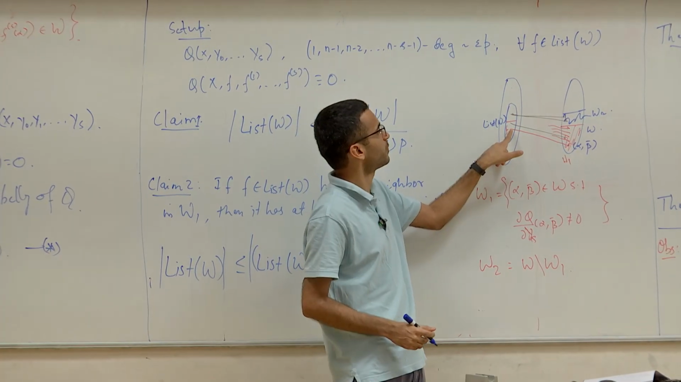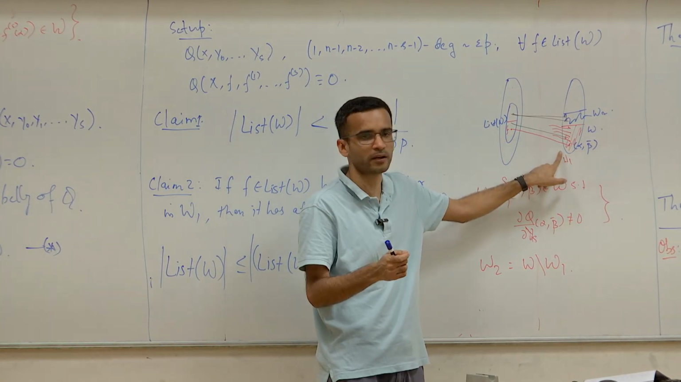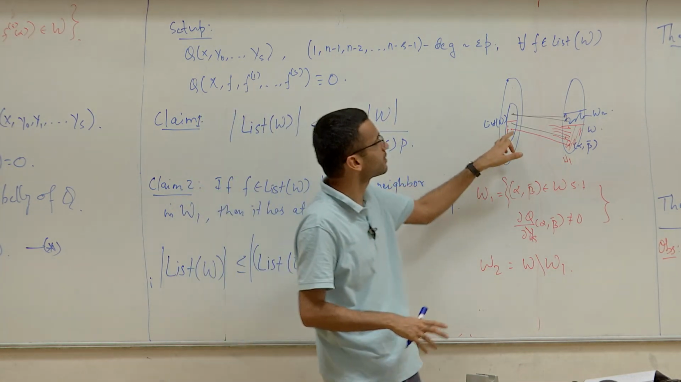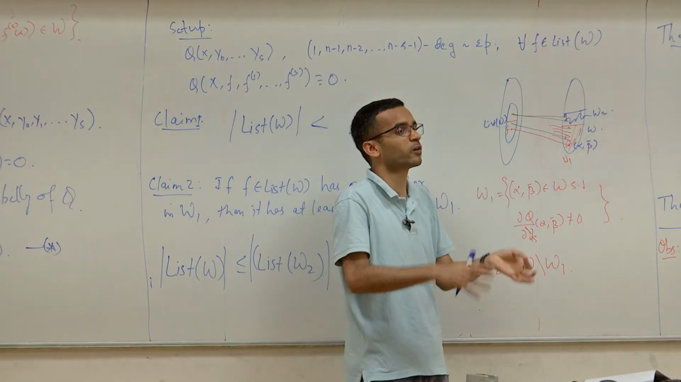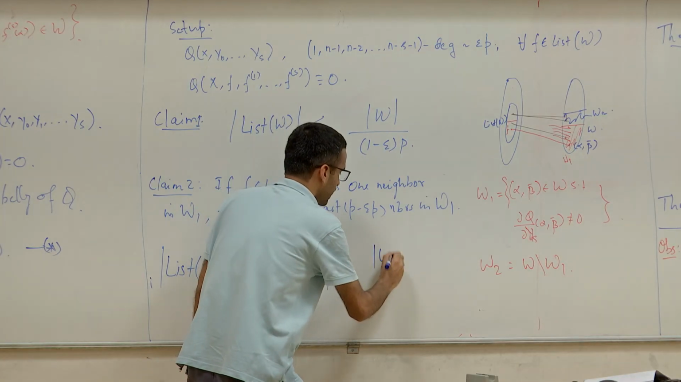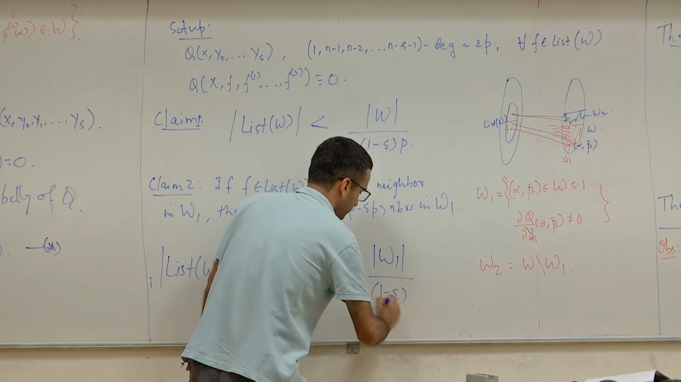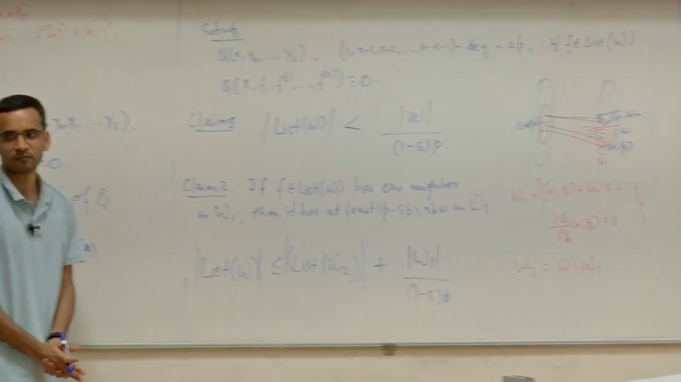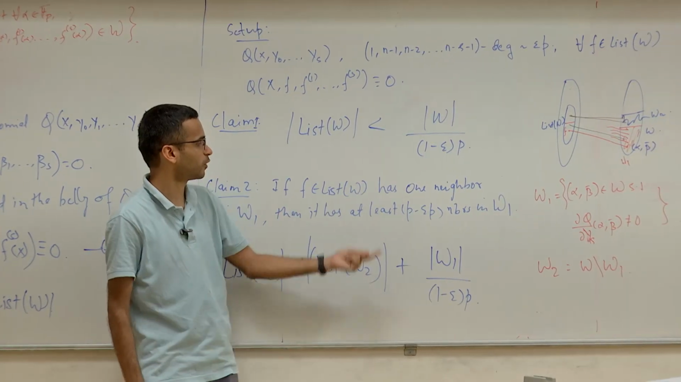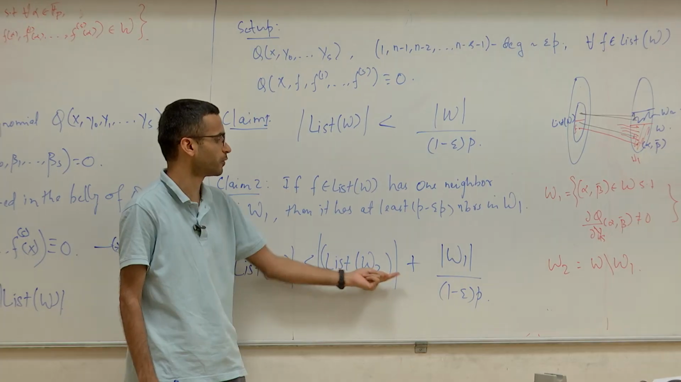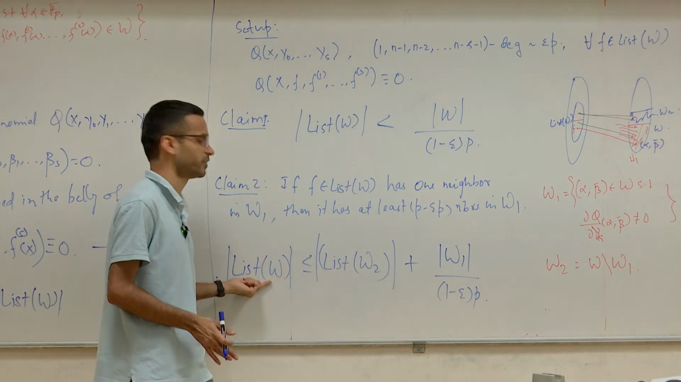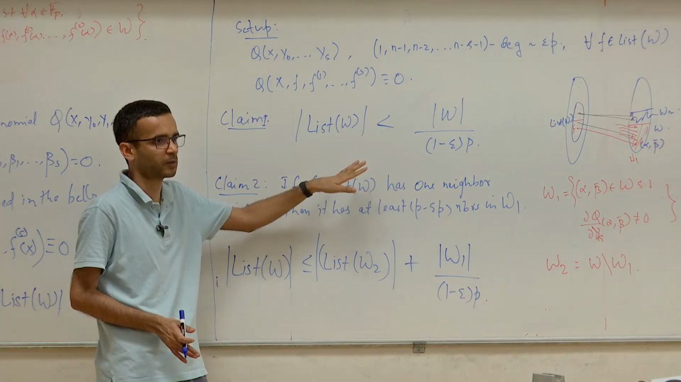Plus, what are the remaining ones? The remaining ones are polynomials that have at least one neighbor in W1. But this claim, which we will prove immediately, tells us that you're not just going to get one neighbor in W1, you're going to get 1 minus epsilon fraction neighbors in W1. So the size of this plus the size of W1 divided by 1 minus epsilon P. Okay, now if you induct on this, you replace this by size of W2 divided by 1 minus epsilon P. W1, W2 gives you a partition of W, so the sum will be size of W by 1 minus epsilon. So that completes the argument.